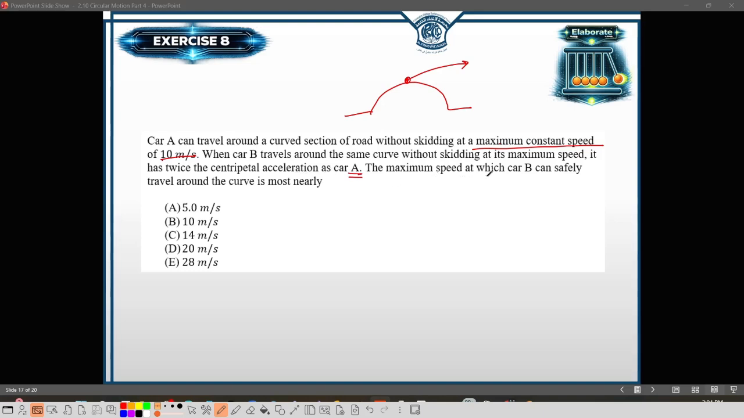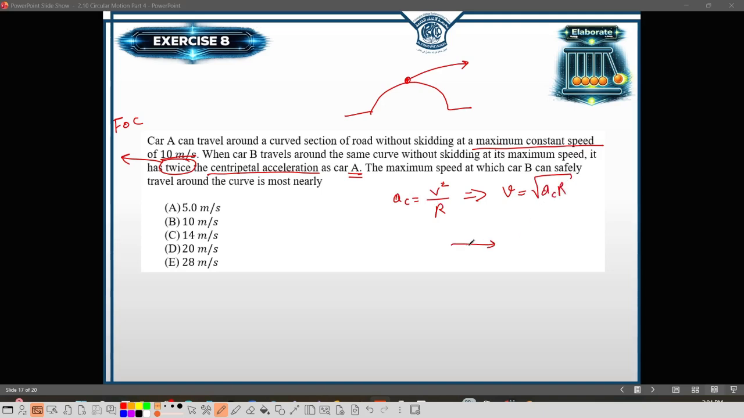Now, the maximum speed at which B can safely travel around the curve is most nearly. So here we have information about the centripetal acceleration, and we can use the factor of change to solve this problem. Now we know that the centripetal acceleration is equal to V squared over R. So one can say that V is equal to, if we move R to the other hand side and take the square root, the square root of a_c times R.